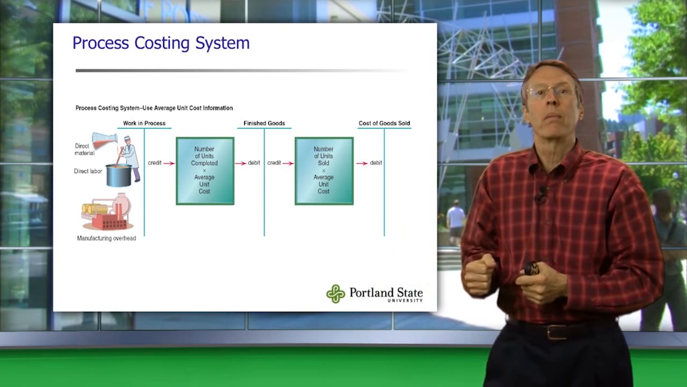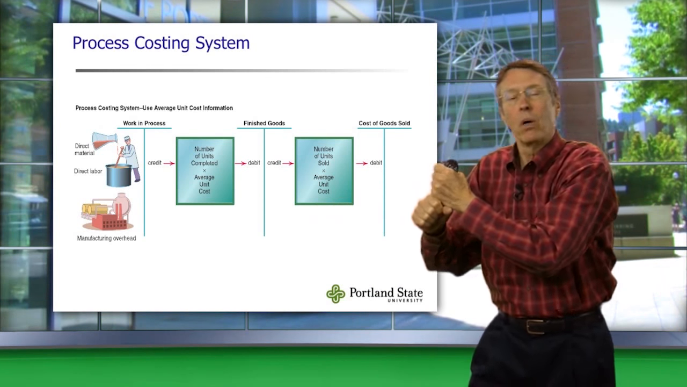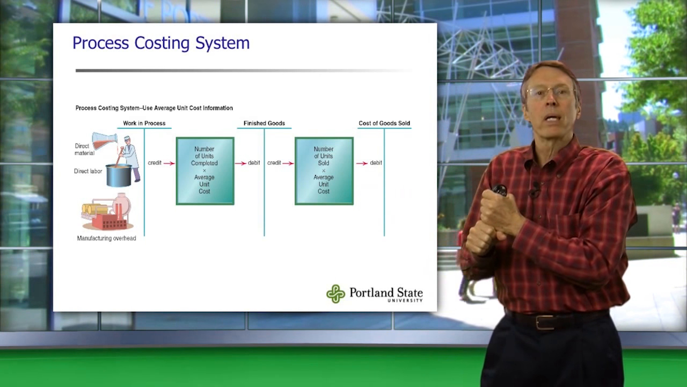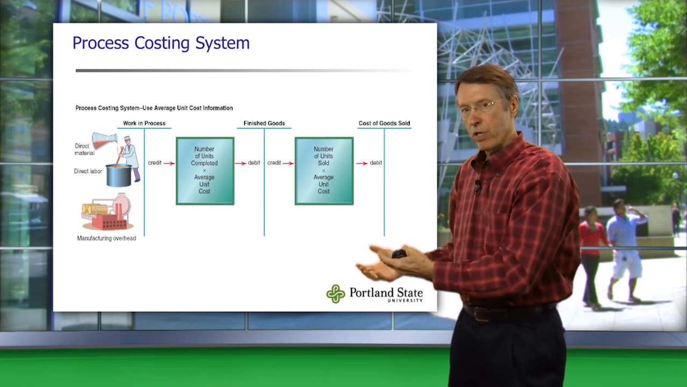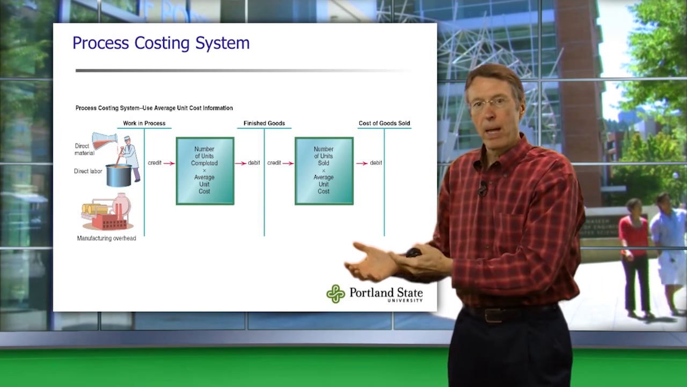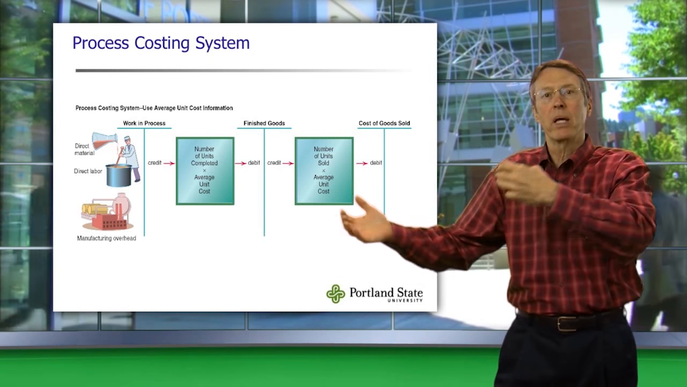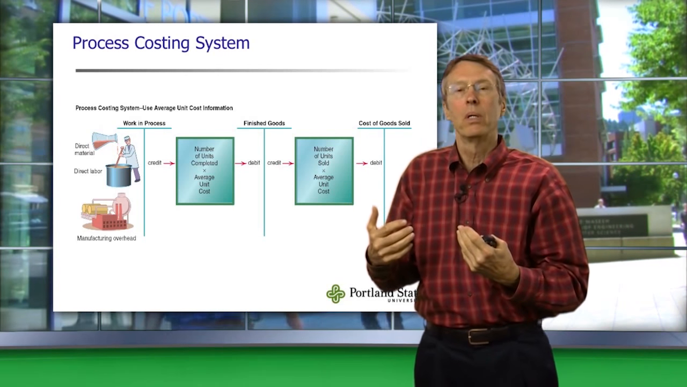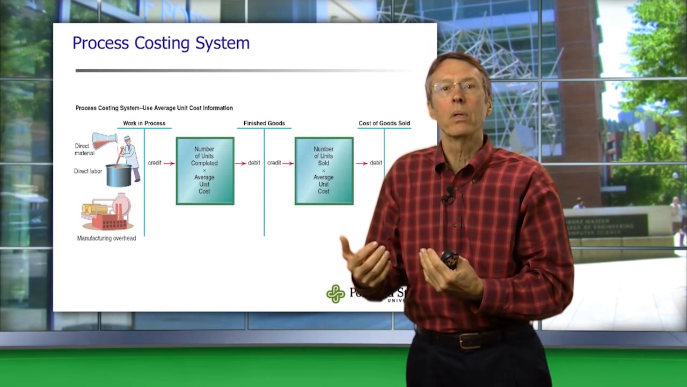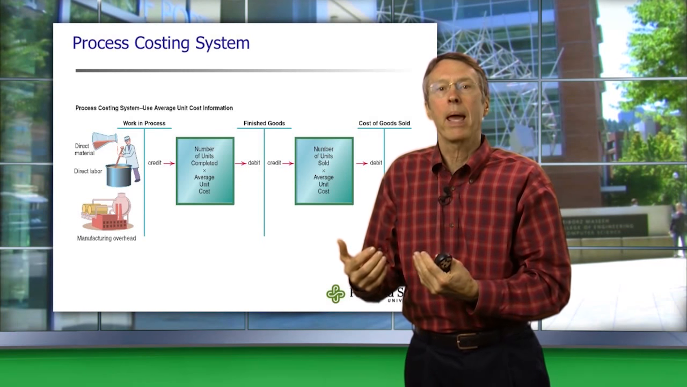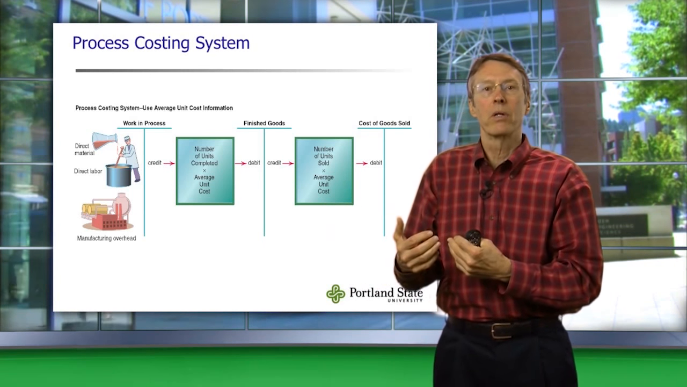Those then move into what we call work in process, where we're looking at the number of units that are completed, and we're figuring the average cost per unit. As it moves into finished goods and then out into cost of goods sold, we get the number of units sold and the average unit cost.